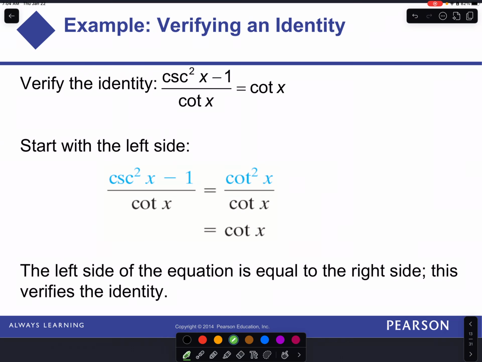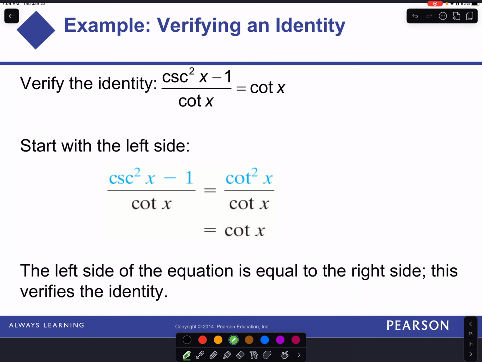So start with the left-hand side, cosecant squared. Now, I didn't even think of doing that. Pythagorean, right? Cosecant squared minus 1 is cotangent squared. And then, yeah. See, I knew it was something that was more direct. I took a long roundabout way of going about it, but we still got there. The left side of the equation is equal to the right side, so this verifies the identity.